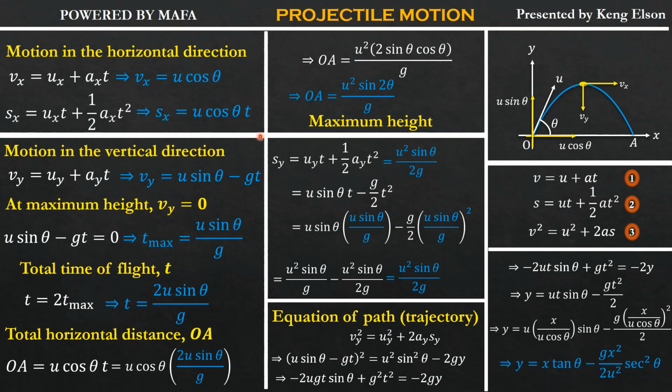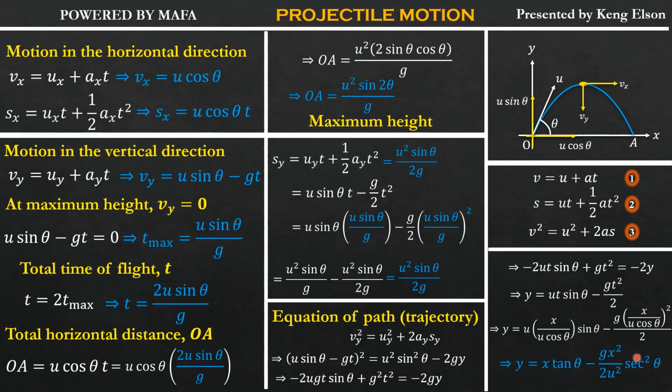It means our t is x divided by u cos theta. That's why I replace t here with x divided by u cos theta, and I replace t here with x divided by u cos theta. I simplify and I get this as my equation of path. y equals x tan theta minus g x squared on 2 u squared sine squared theta.